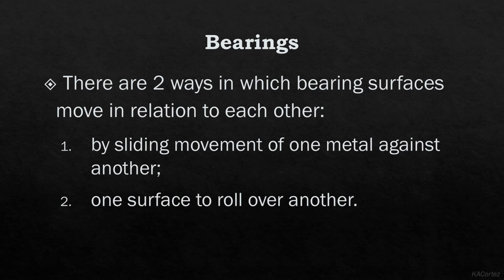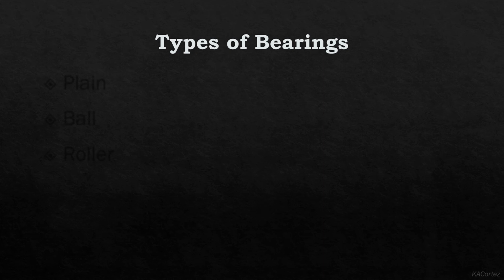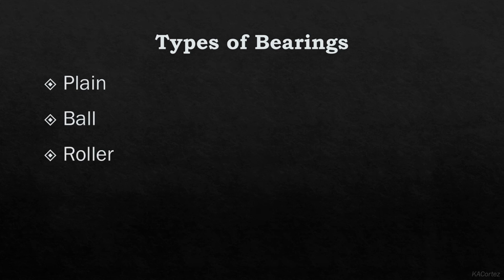There are two ways in which bearing surfaces move in relation to each other, either by sliding movement of one metal against another or by one surface rolling over another. The three types of bearings are the plain, ball, and roller bearings.